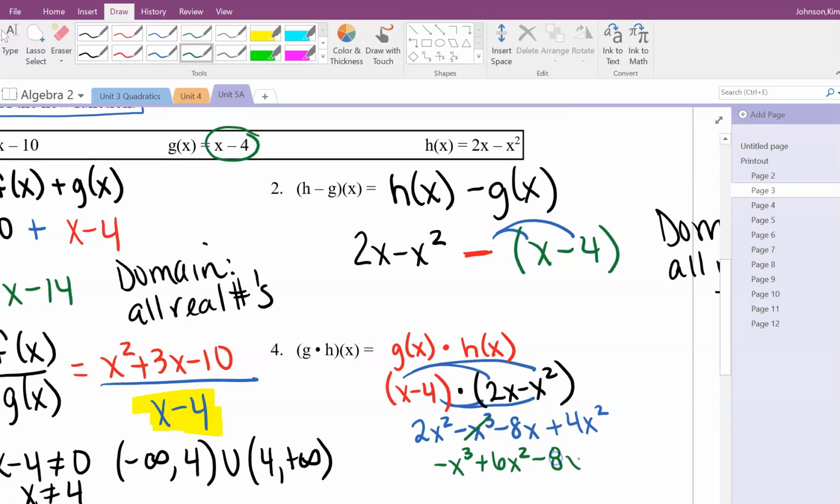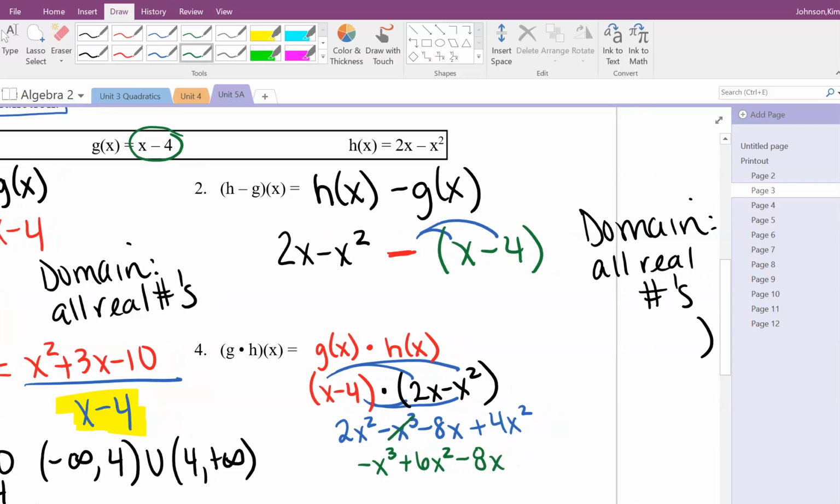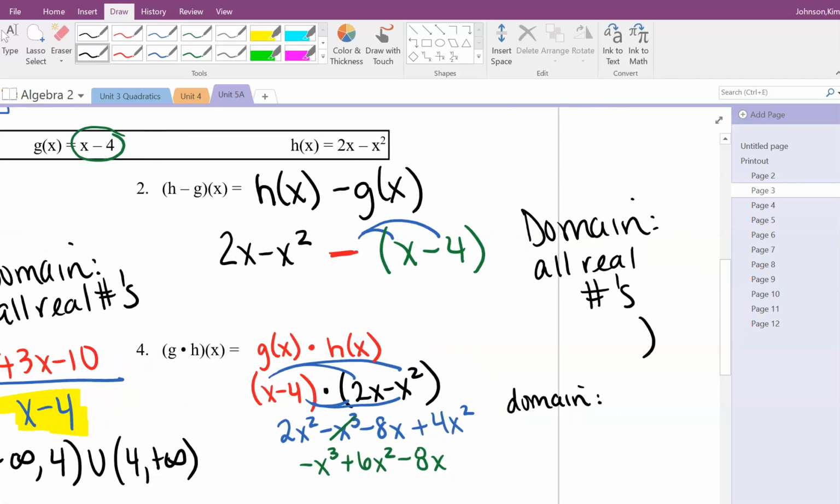and then minus 8x. Okay, and I think to myself, if I'm going to identify the domain on this, are there any numbers that I wouldn't be able to substitute in for x, or are there any restrictions on this function? This is a cubic polynomial, so we know that there's really no restrictions on x, so I can put in all real numbers for this.